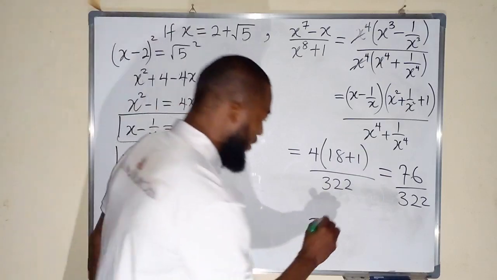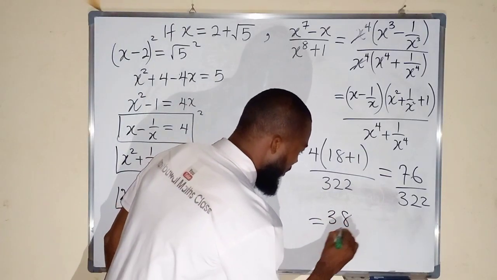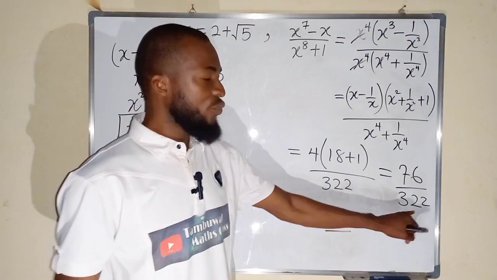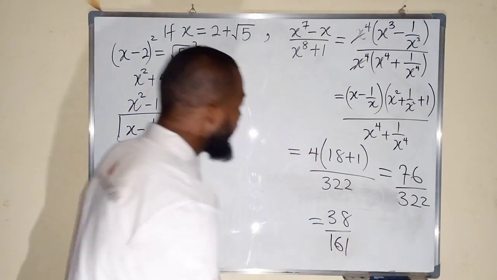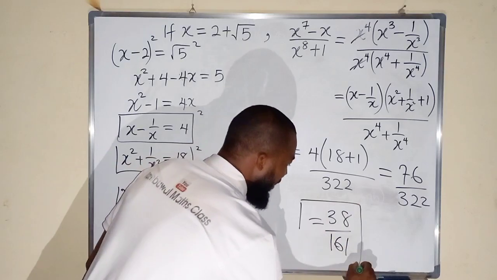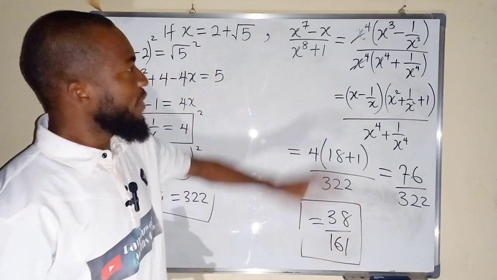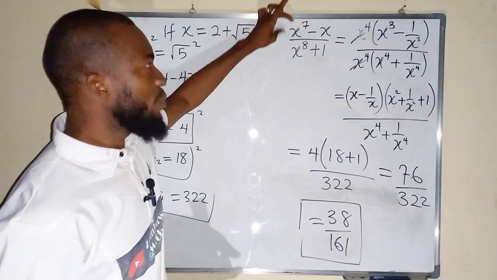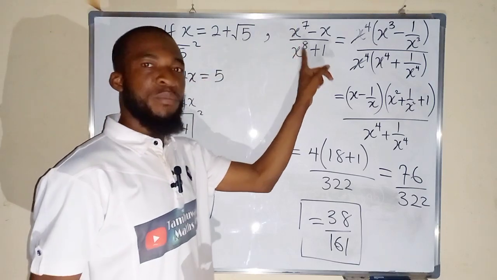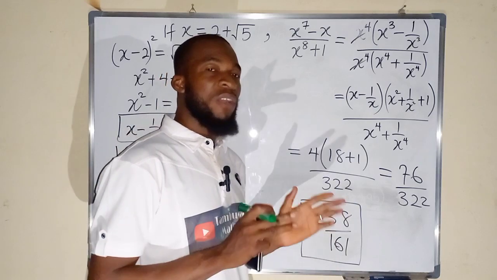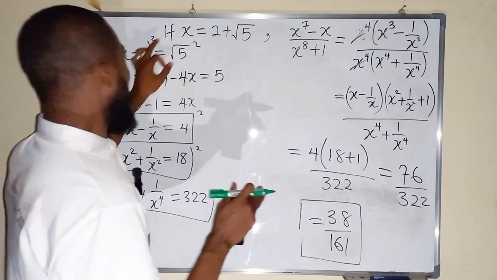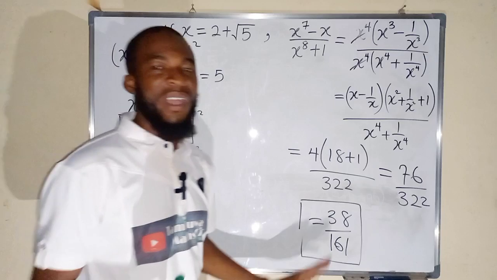76 divided by 2 is 38, and 322 divided by 2 is 161. Can you see that? This is our final answer. The whole of this expression, (x to the power of 7 minus x) divided by (x to the power of 8 plus 1), is equal to 38 divided by 161, given that x is equal to 2 plus root 5.